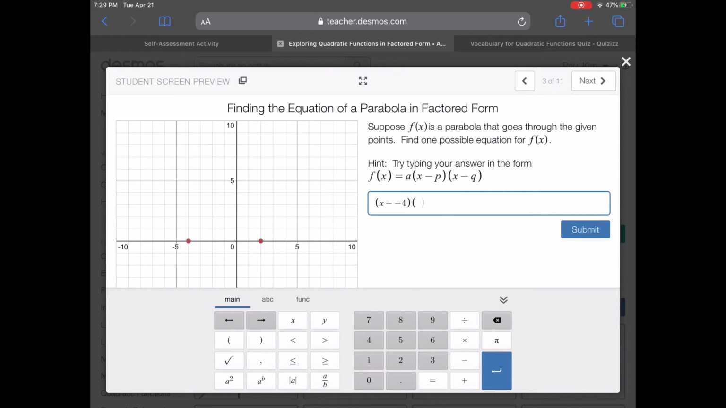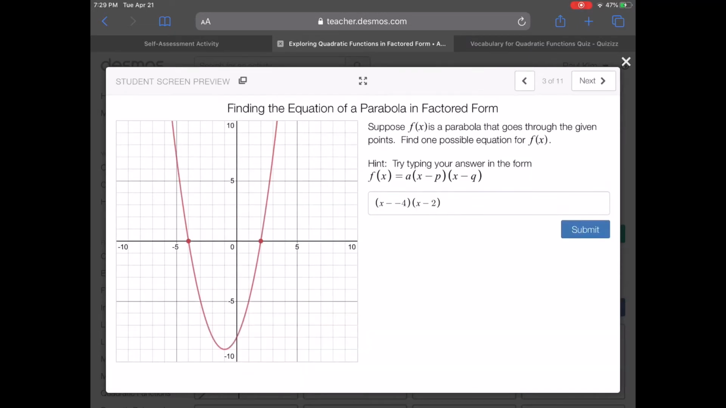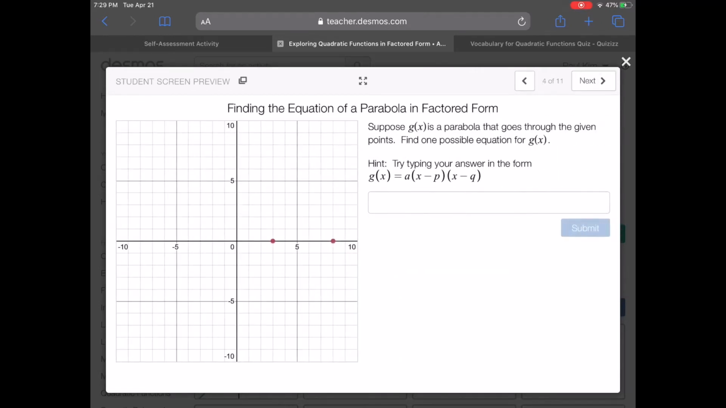I have another x-intercept at 2. So I know I'm going to have x minus 2. And if you notice, that does match. It goes through those 2 points. Let's look at the next one.